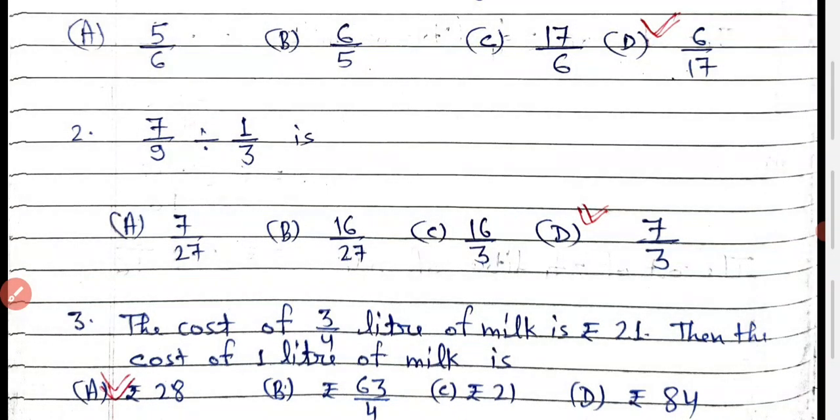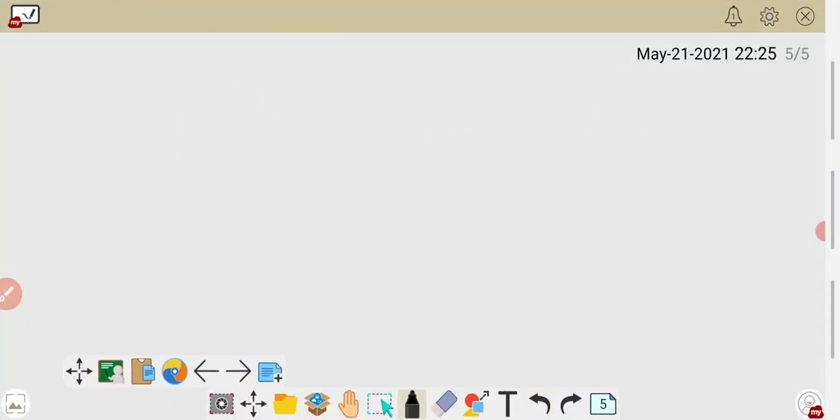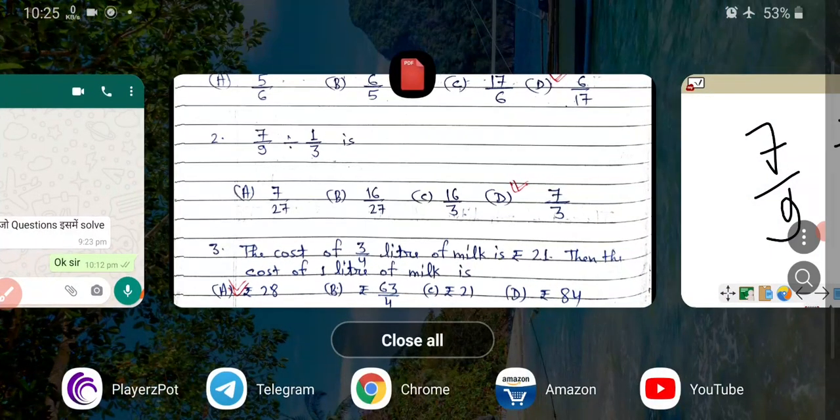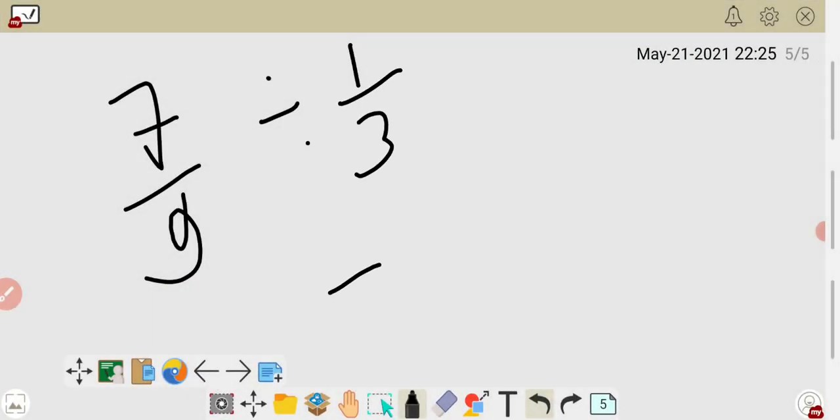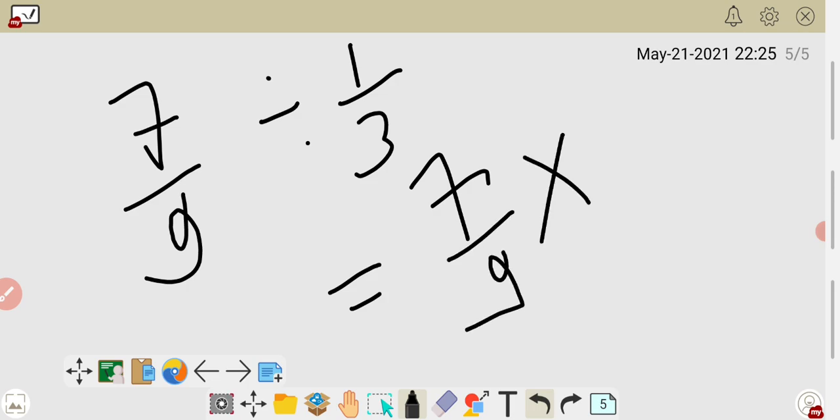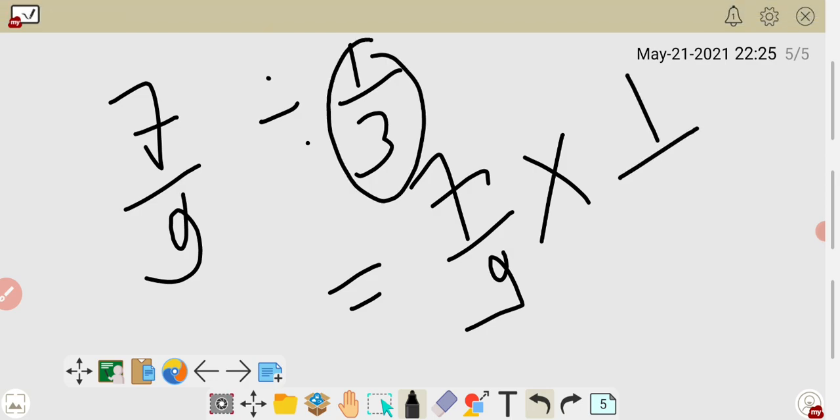The second question is 7 upon 9 divided by 1 by 3. Again I solve this question on the board. It is 7 upon 9 divided by 1 by 3. Now how do you solve? Just write 7 upon 9 as it is. You have to convert this divide into multiply. When you convert divide into multiply, this number will be reversed. Then 1 upon 3 will become 3 upon 1.